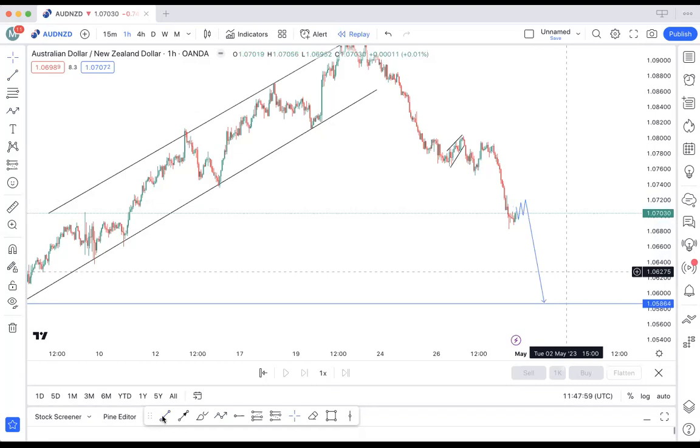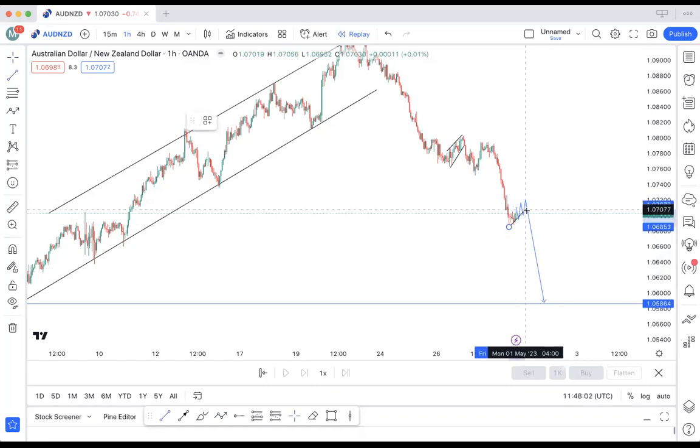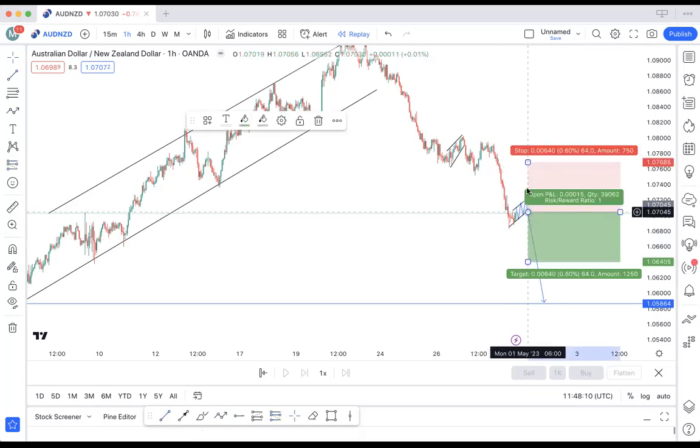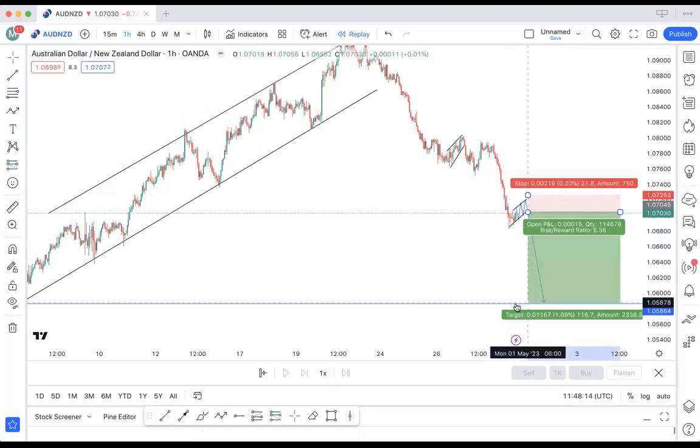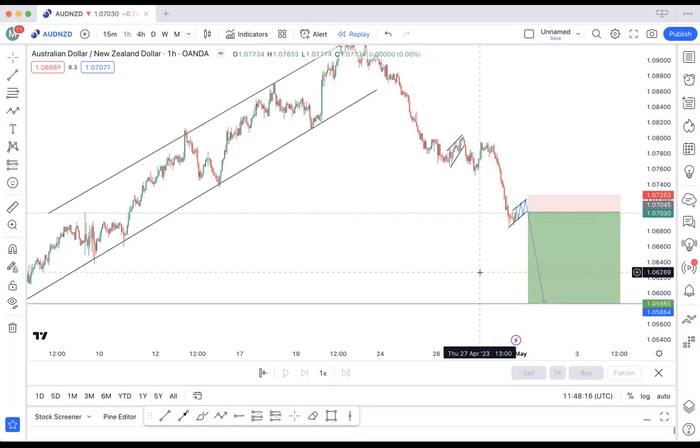And how are we looking to execute on this type of correction? Like so, by waiting for the overall breakout. So this is how we are looking to execute on this.